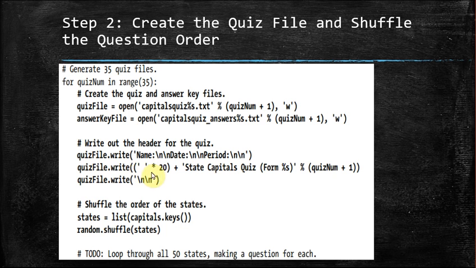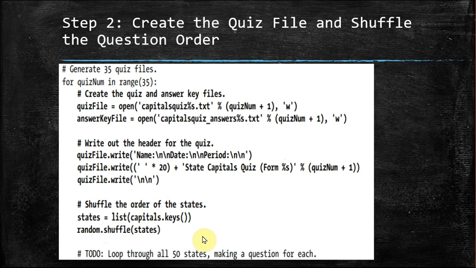So this particular thing is nothing but the header part. Okay, wherein you have name, next line you have date, next line you have period, and after that you're giving space. How many spaces? These 20 spaces. And after that state capital quiz will be displayed. Form whatever number, that number, this value, you're going to get as quiz number plus 1. Okay, and after that you're going to have some new lines.